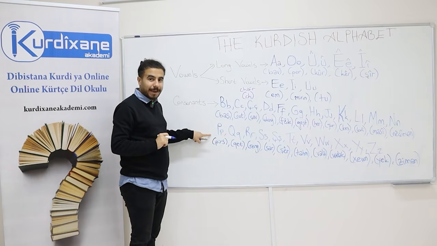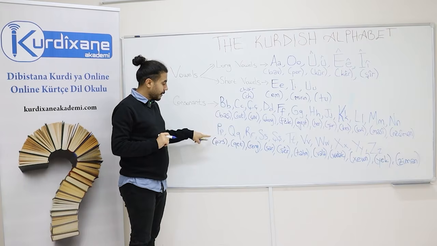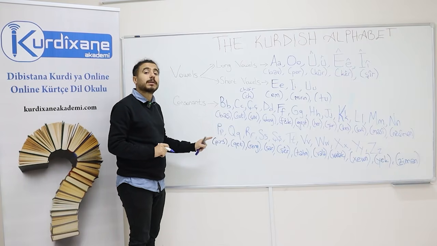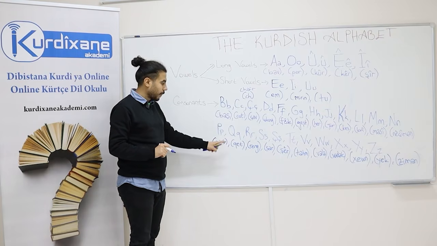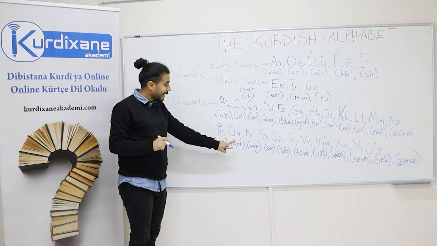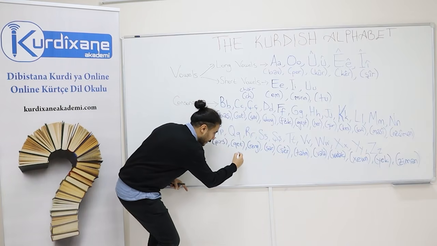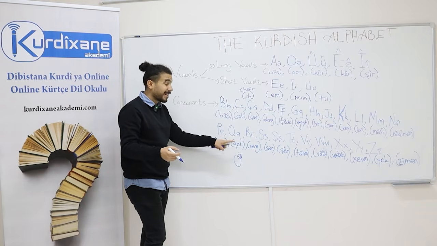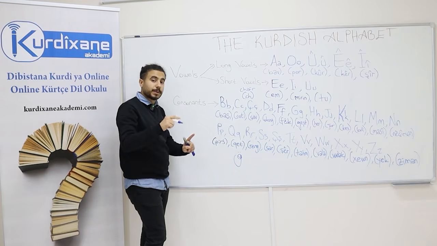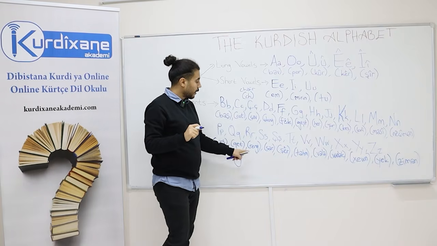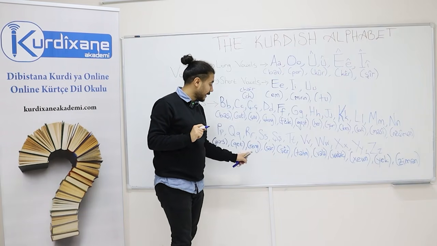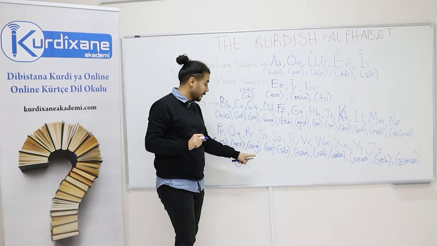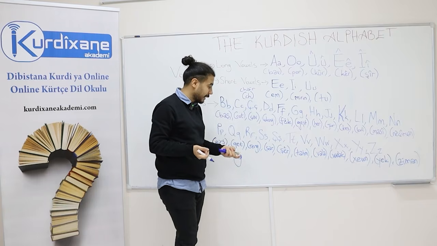So, pers, which means question. This one is in the Arabic language as well. Qat, which means never. Rang. You notice the short sound? Rang, which means color.